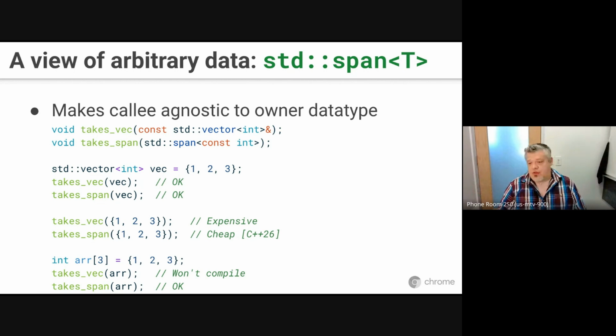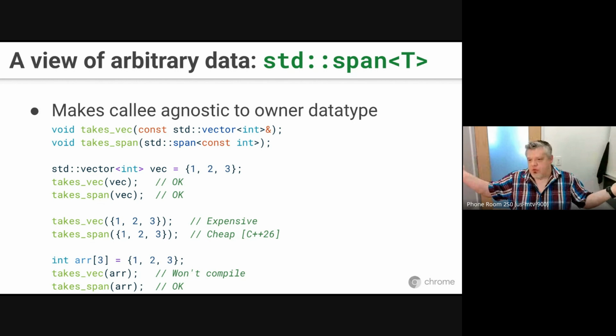And the span version, while it doesn't work until C++26, is very cheap because it can pass the initializer list directly. The C++26 part is because std::span doesn't actually get an initializer list constructor until C++26. In the third version, when you're passing a C-style array, the vector version won't even compile, but the span version still works fine. Who cares?